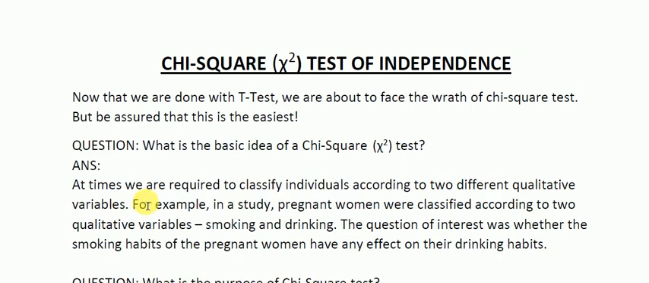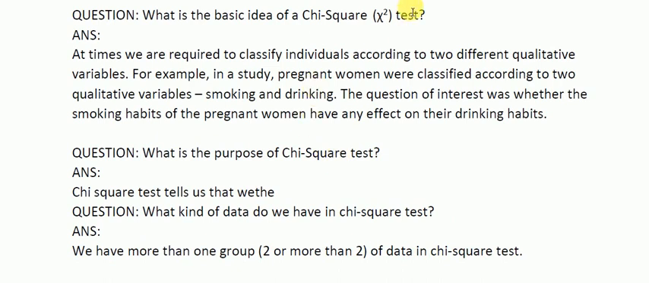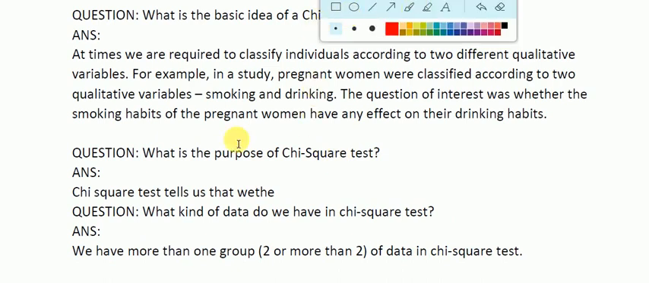So for example, in a study, pregnant women were classified according to two qualitative variables, smoking and drinking. The question of interest was whether the smoking habit of pregnant women has any effect on their drinking habit. So basically we are comparing two qualitative variables. So let's see, what is the purpose of the chi-square study? Unfortunately there was a typo over here and we missed out in the notes what the purpose of the chi-square study was, but here we can see it.